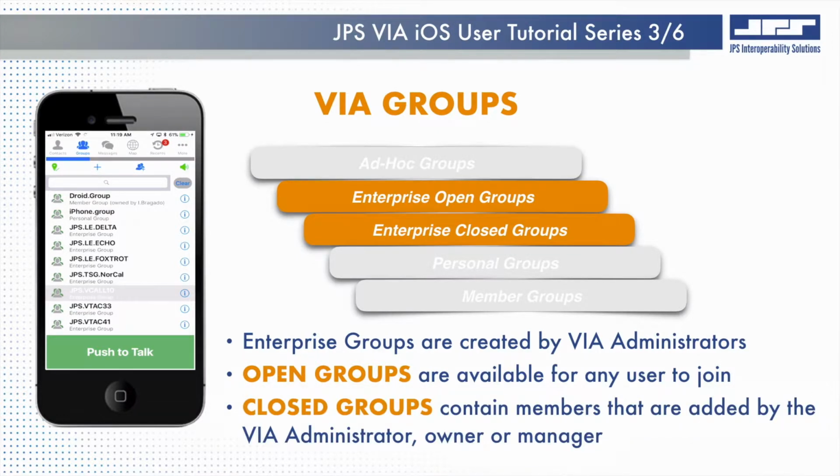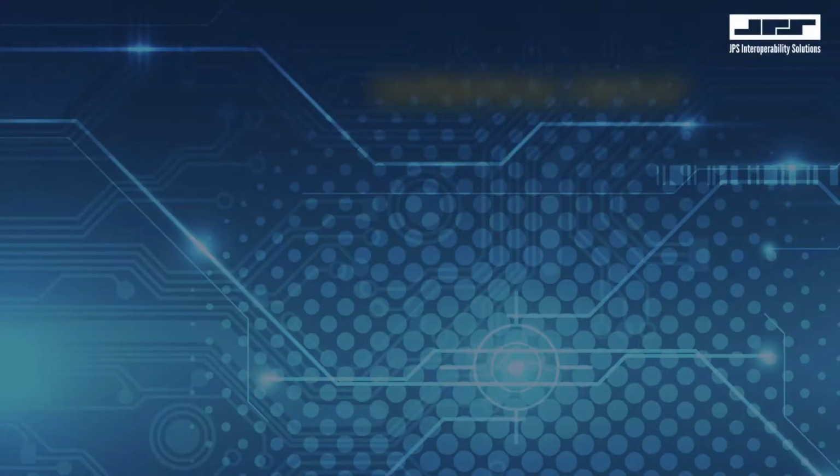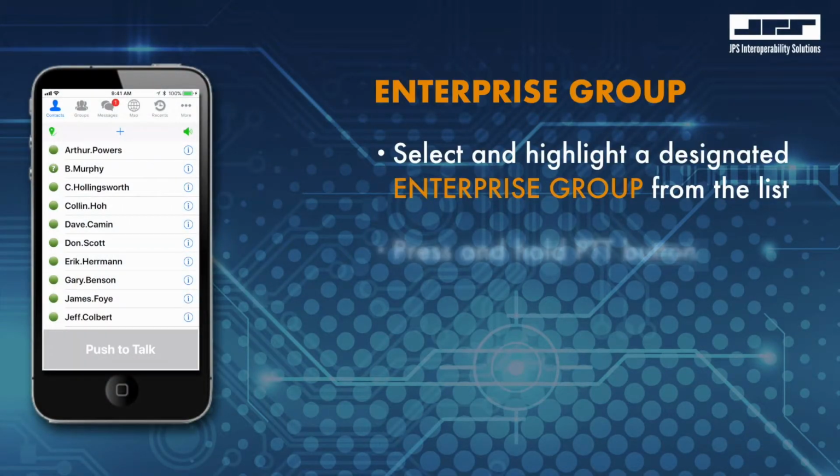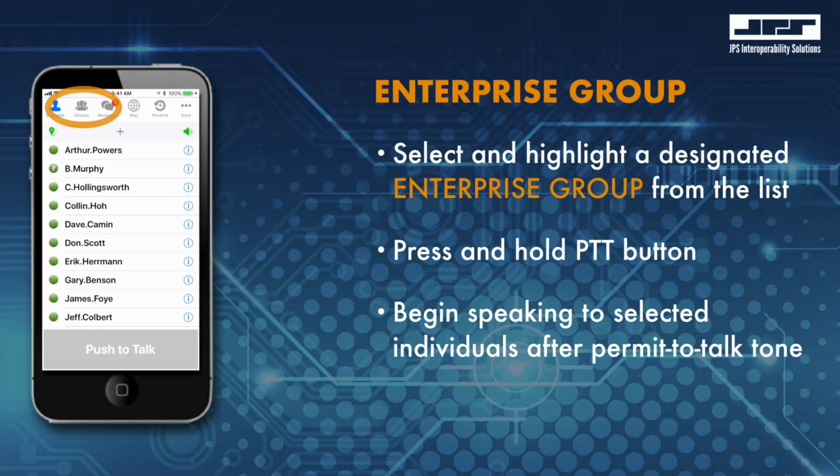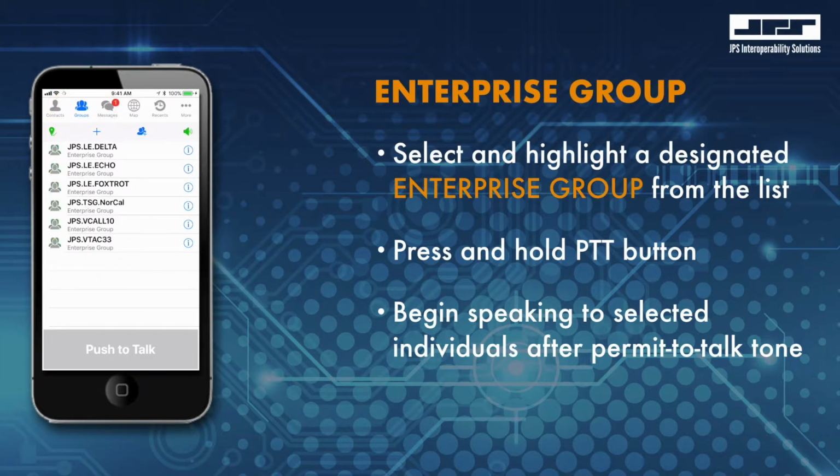Closed groups will not allow individuals, regardless of their priority level, to join closed predefined groups. The VIA administrator, owner, or manager of the closed group can add or remove VIA members at any time from the VIA admin portal. To establish a group PTT call, tap the Groups List icon at the top of the app, and then select and highlight one of the predefined enterprise groups as designated below the name of the group.